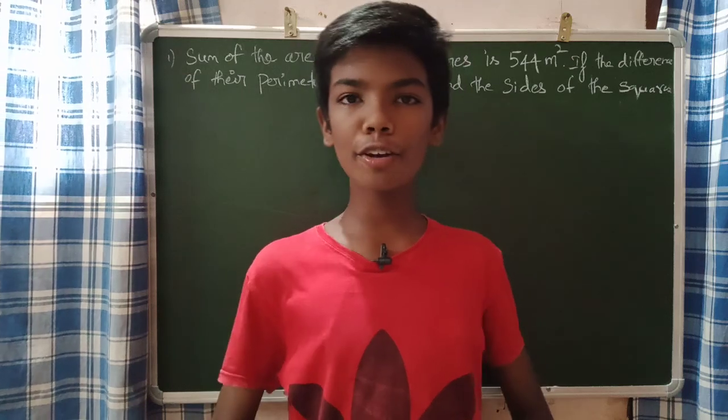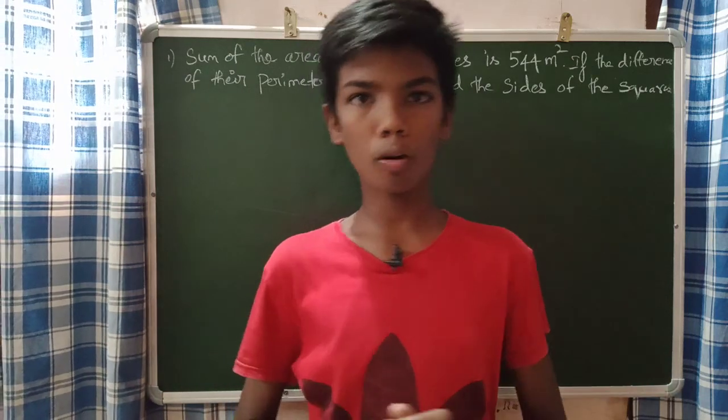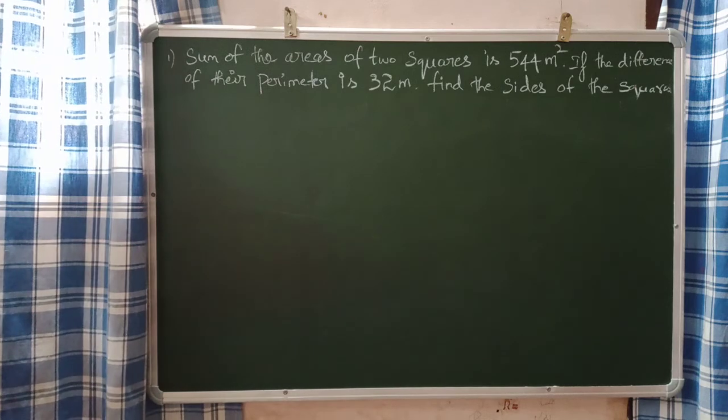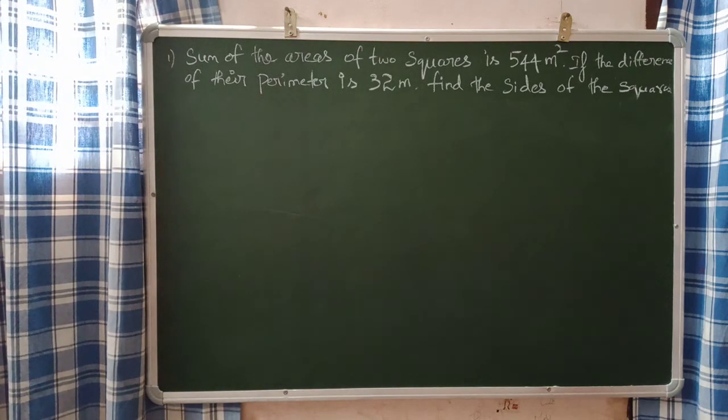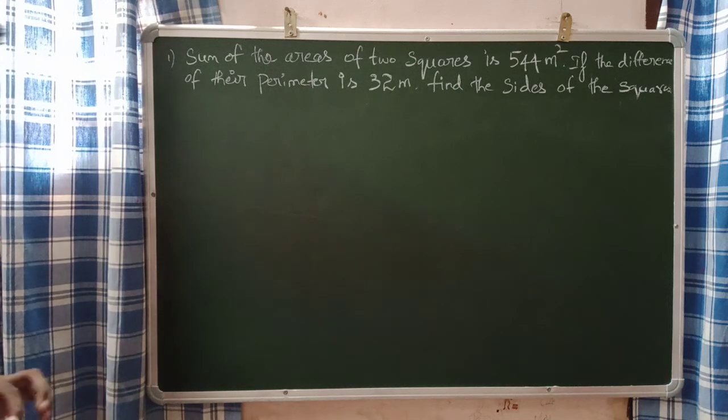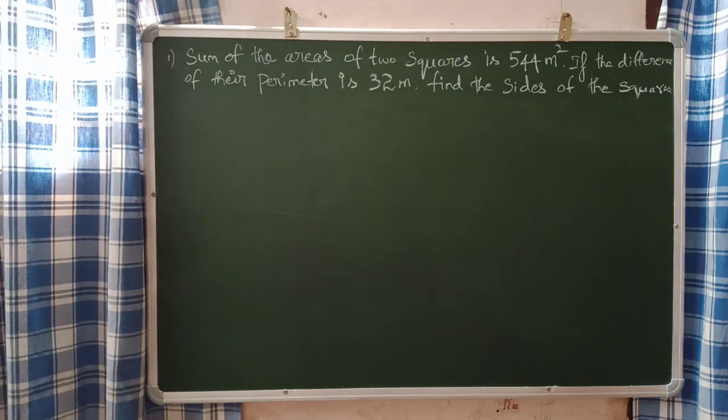Hi guys, today we are going to solve your CBSE Term 2 10th practice problem. The first question is: the sum of the areas of two squares is 544 meter square. If the difference of their perimeters is 32 meter, find the sides of these squares.